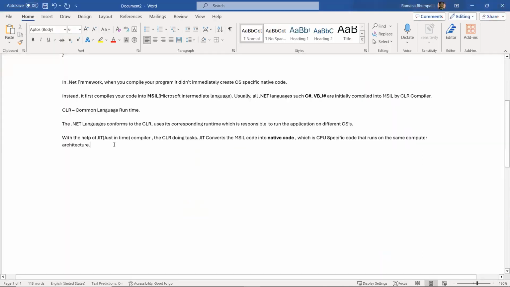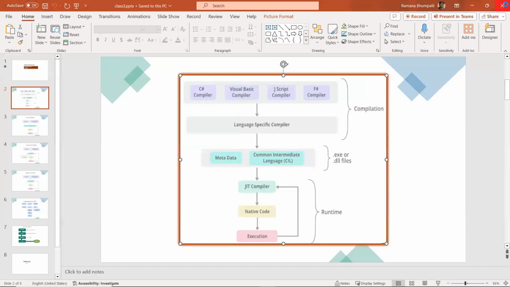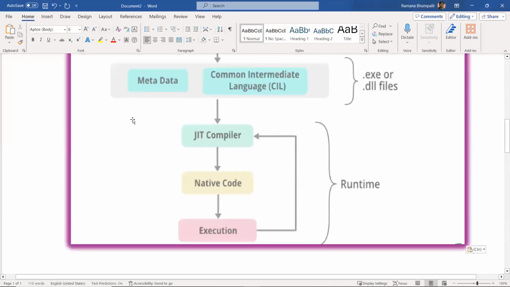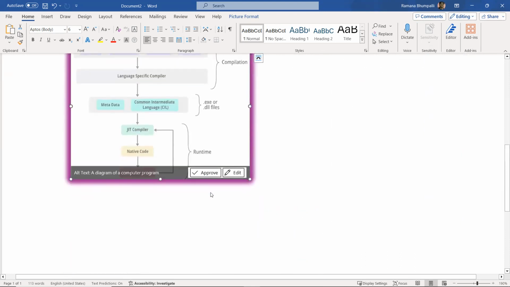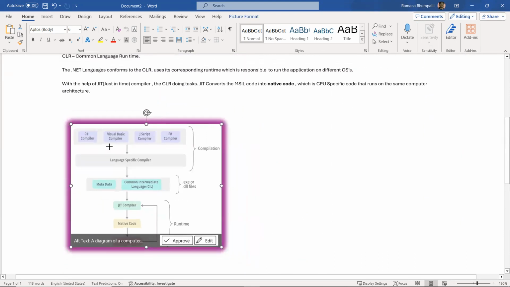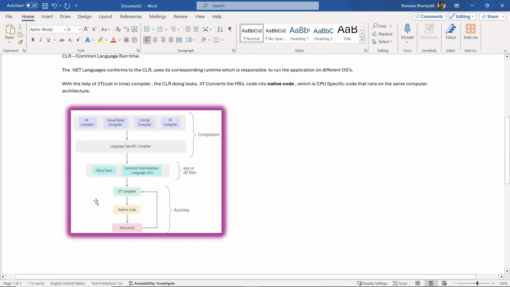Okay, so that's what I'm trying to explain here. This is the flow happening inside your .NET compiler. Okay, so when it comes to this JIT compiler, we have different types of JIT compilers.